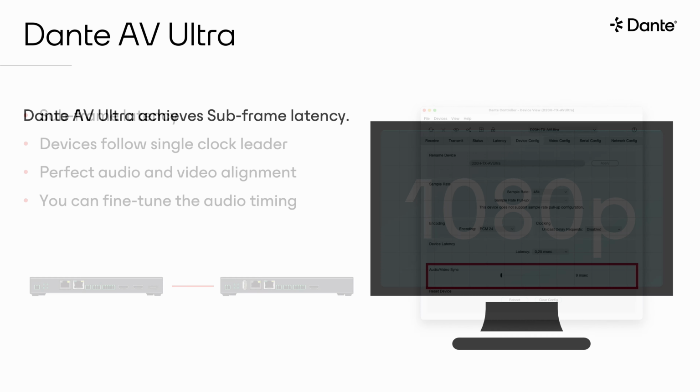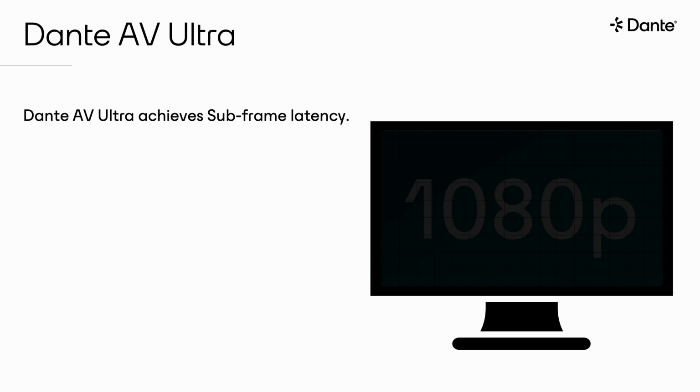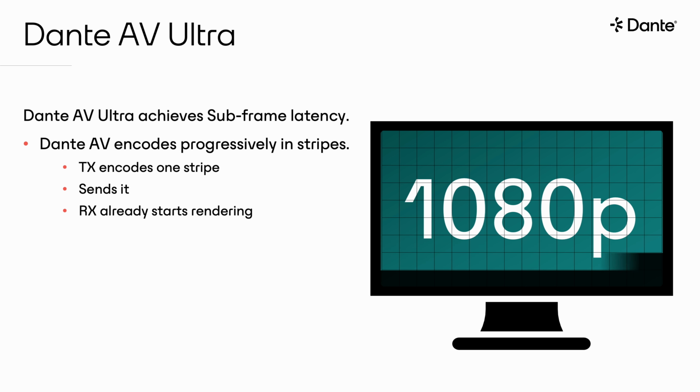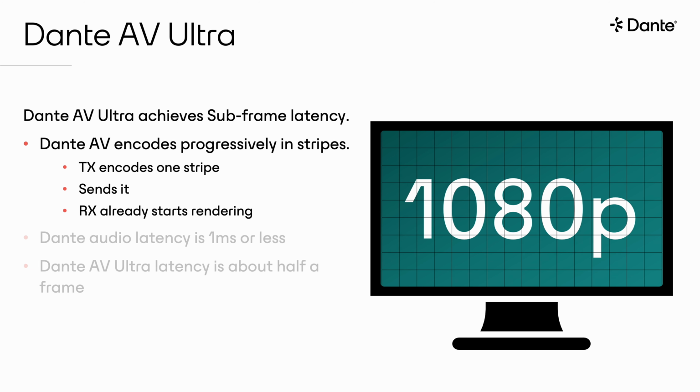Now, let's talk about AV Ultra's video latency. We just mentioned that Dante AV Ultra can achieve subframe latency, but how? Well, Dante AV Ultra devices encode in stripes, so the top of the frame is encoded, sent, and starts rendering on the decoder before the whole frame has been encoded. Video encoding, transport, and decoding have come a long way, but they're still not as fast as audio. So, while Dante audio typically runs at just 1 millisecond of latency, or even less, video with Dante AV Ultra comes in at about half a frame.